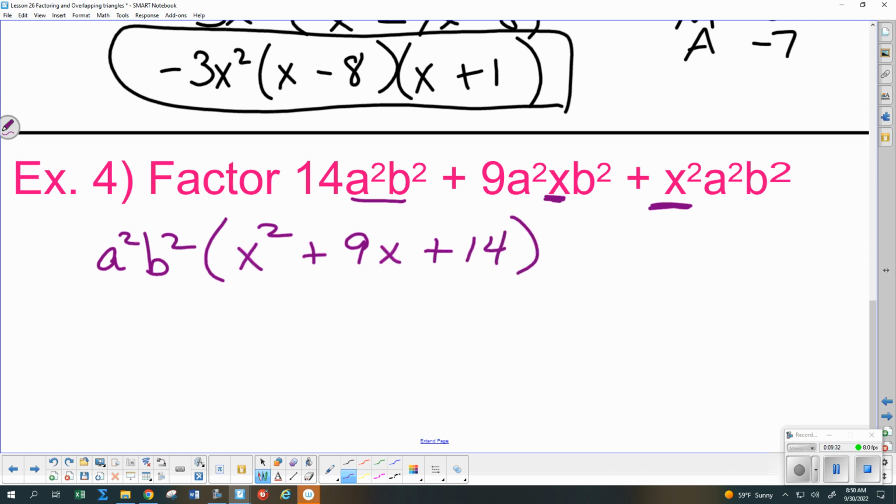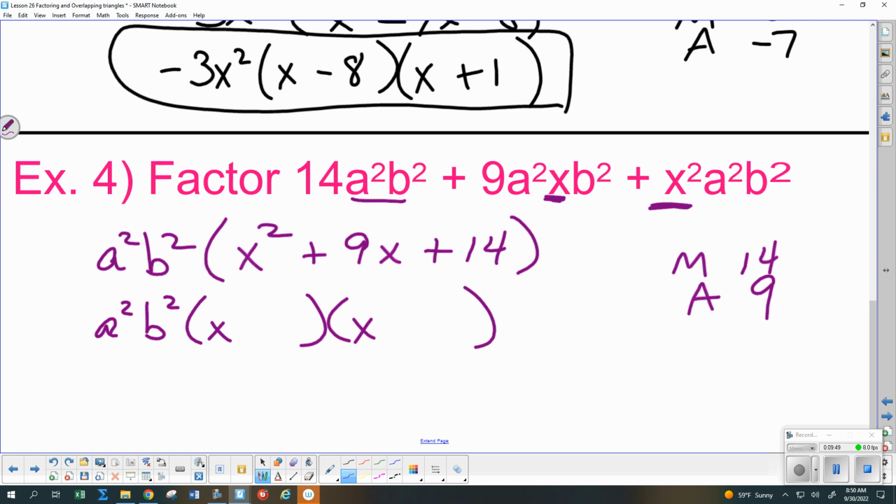Does that look right? So what do they need to multiply to be for this one? And add to be, raise your hand when you can tell me those two numbers. It's going to multiply to be 14 and add to be 9. Harper. Plus 7 and plus 2? What do you guys think?